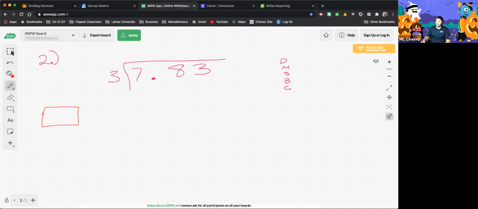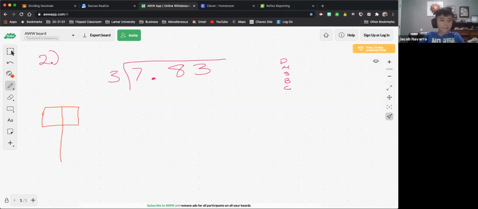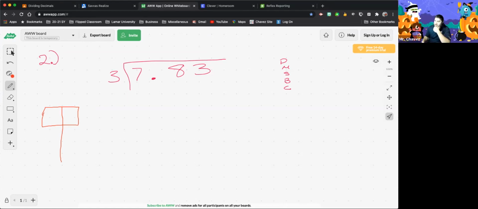Here's my dominoes. What number am I going to make my dominoes of, guys? 3. Yeah, I look at the number outside of the house. Remember, this is your division house. And then the number outside is 3. 1, 2, 3. I'm going to draw 3 big dots there.